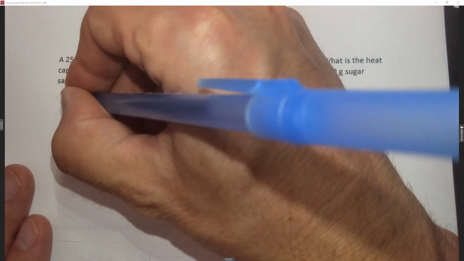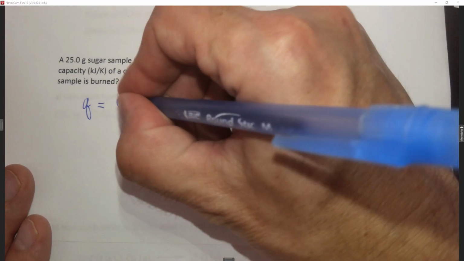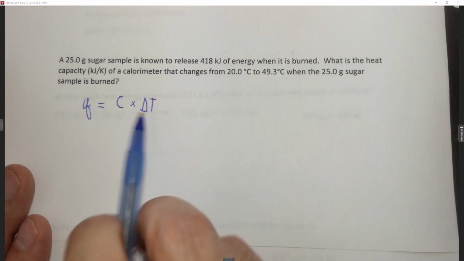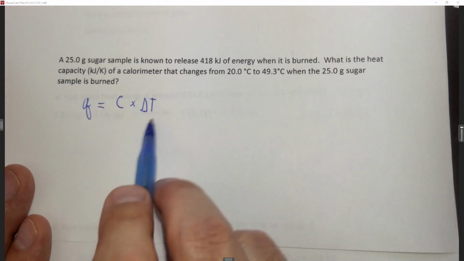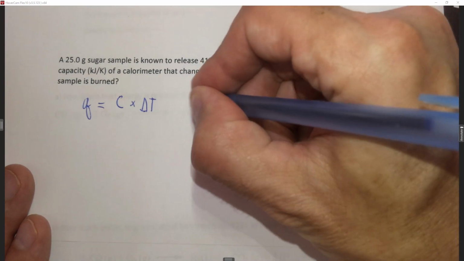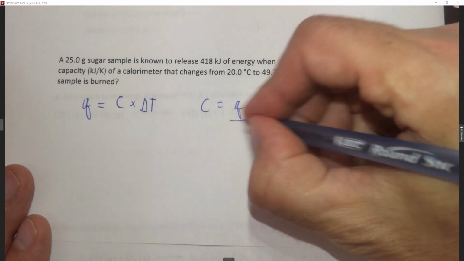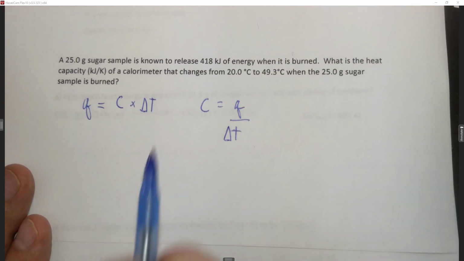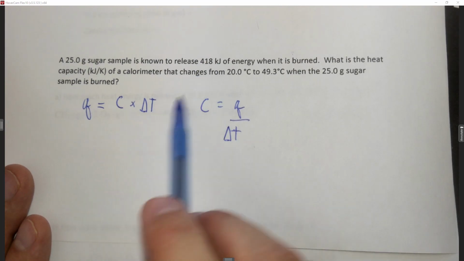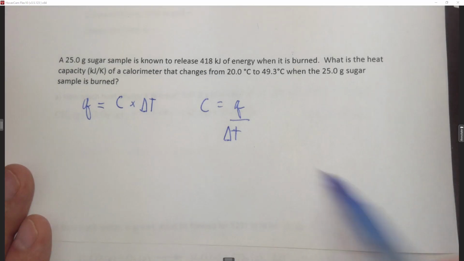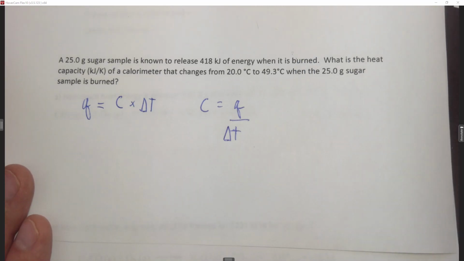So instead what we use is Q equals C, the heat capacity instead of the specific heat capacity, times delta T, where delta T is still the final temperature minus the initial temperature. In this case, we want to solve for C, so we divide both sides by delta T. So C, the heat capacity of the specific calorimeter, is Q, the heat, divided by delta T. In this case, the heat is the 418 kilojoules of energy that's released when the sugar is burned, and the calorimeter absorbs that.